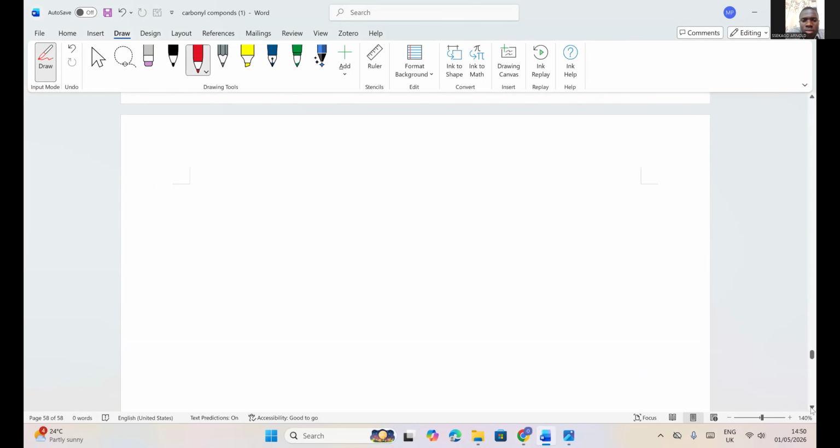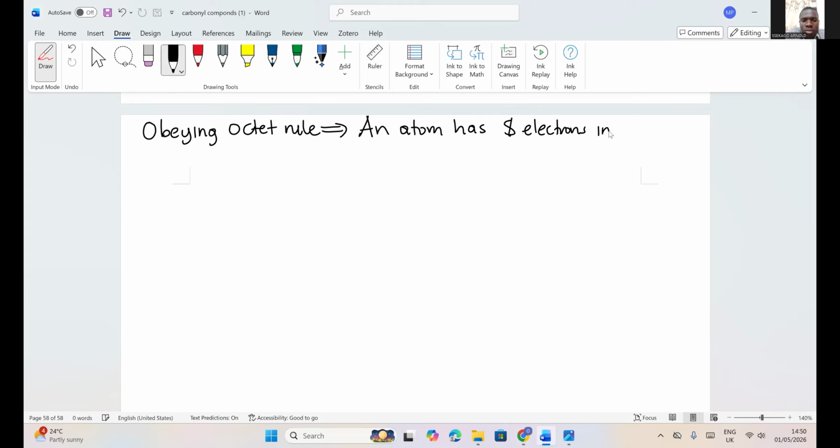So what does this imply? It implies that obeying the octet rule means that an atom has 8 electrons in the outermost shell. Therefore, it is stable.